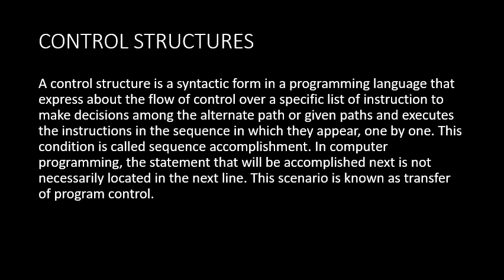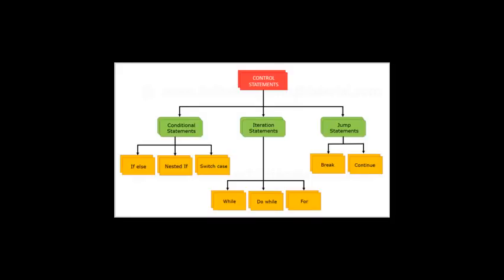In computer programming, the statement that will be accomplished next is not necessarily located in the next line. This scenario is known as a transfer of the program control. If it is not on the next line, if we want to move from one point to another, this is known as jumping. Next, control statements are of three types: conditional statements, iterations, and jump statements. Conditional is further divided into three parts, that is if else, nested if, and switch cases. Iteration statements are of three parts: while, do while, and for, and jump statements are of two types, that is break and continue.